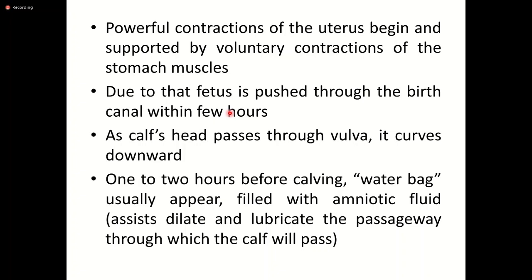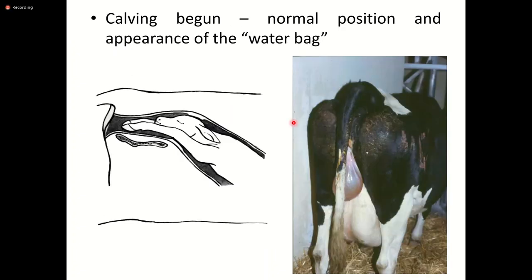Then the water bag, right? Before the calving starts, the water bag usually comes out of the body first. It is filled with fluid, which we call amniotic fluid. That supports the dilation and lubrication of the passageway for the calf during the delivery process, right? This is what happens. You can first see the water bag, right?